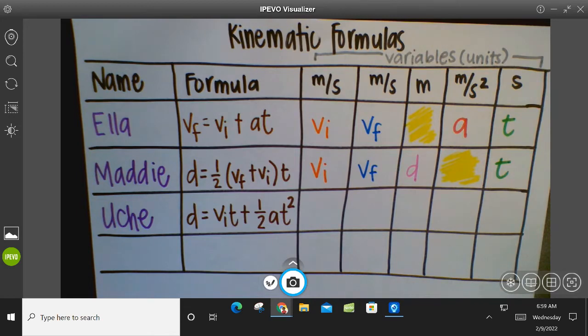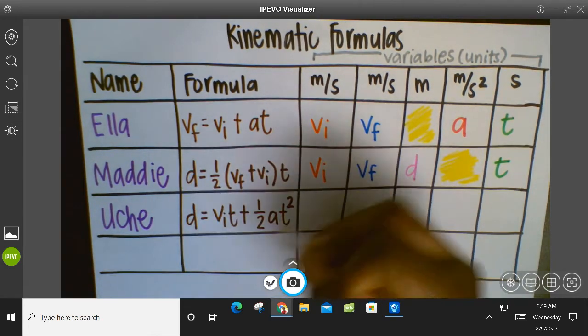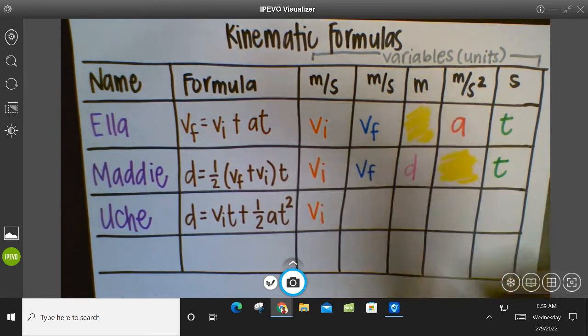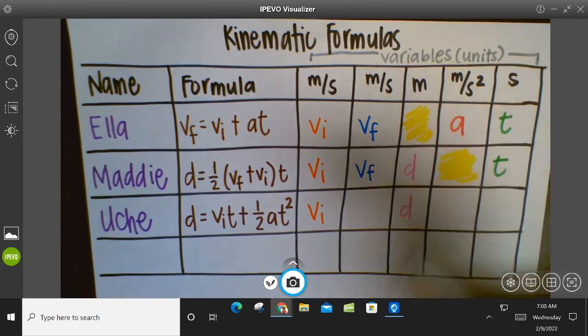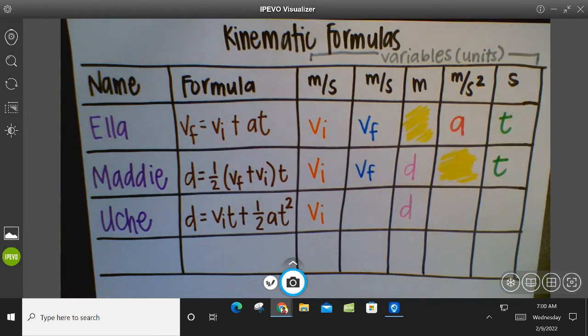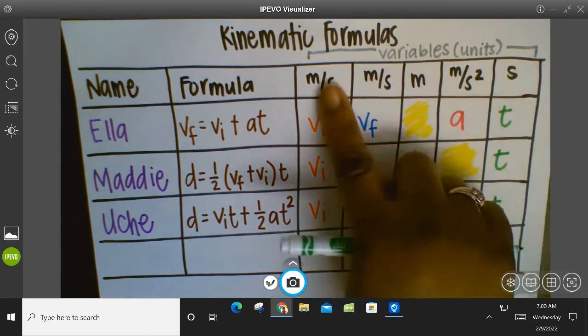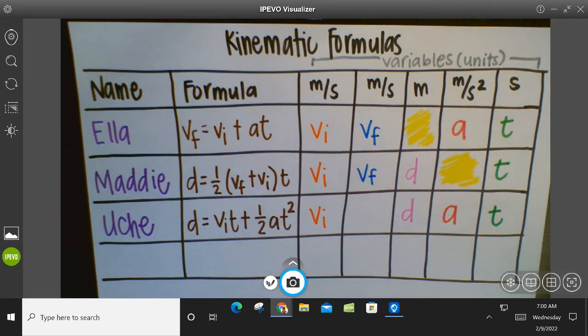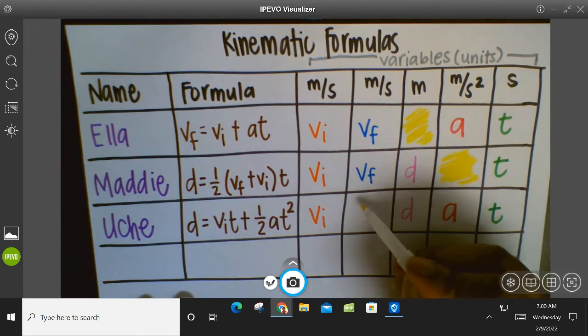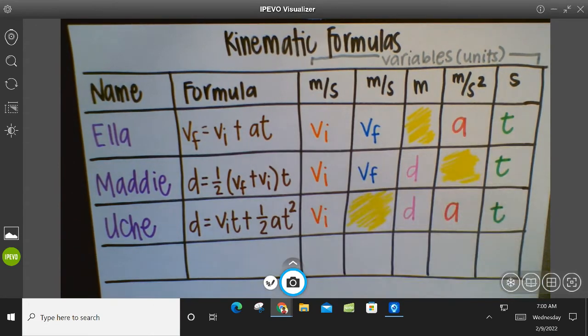All right, so let's look and see what we are given. All right, I have VI, which is initial velocity. I have distance. I also have acceleration, and I have time. So those are the variables that I'm given, and these are the units that these variables will be in. So when you're reading the problem, these are the units that you'll see. Final velocity, I'm not given, and I'm not using, so I shade that in.